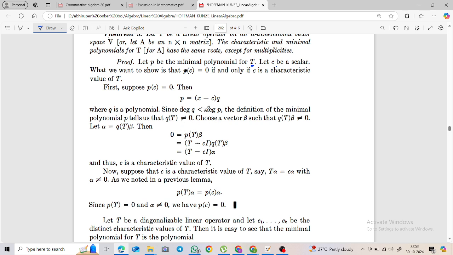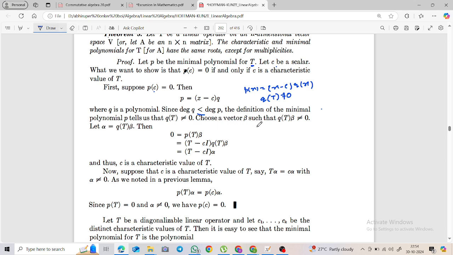So let Q be a polynomial such that P is (x minus C) into Q. So P(x) is (x minus C) into Q(x). Now clearly degree Q is less than degree P, since P is the minimal polynomial. Now Q(T) is not equal to 0. Why? Because if Q(T) is equal to 0, then Q has degree less than the degree of the minimal polynomial, which is a contradiction. So Q(T) is not equal to 0.